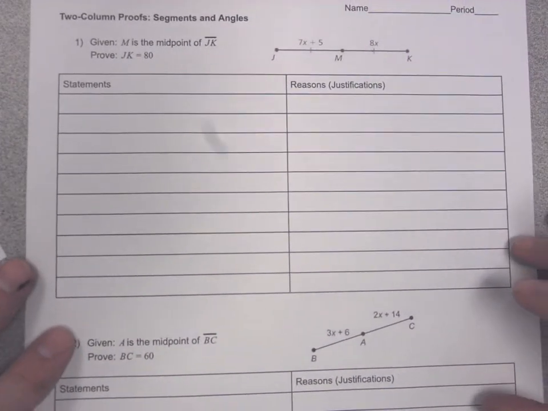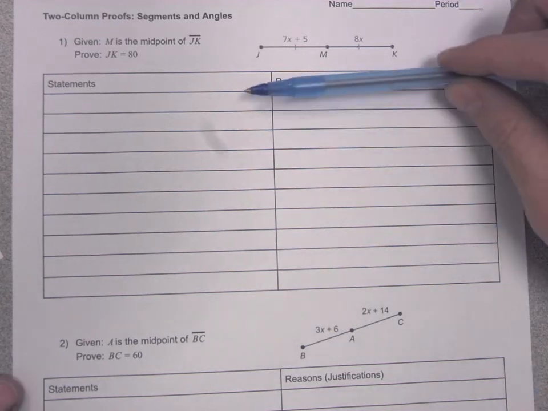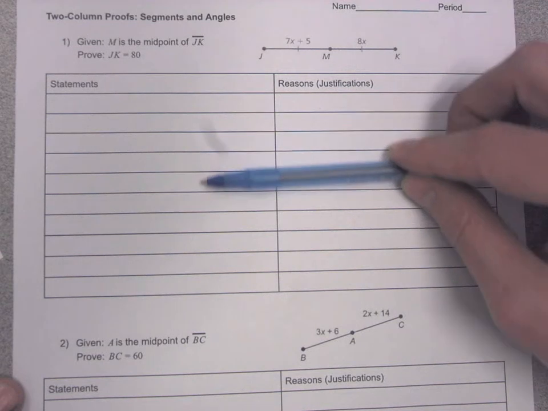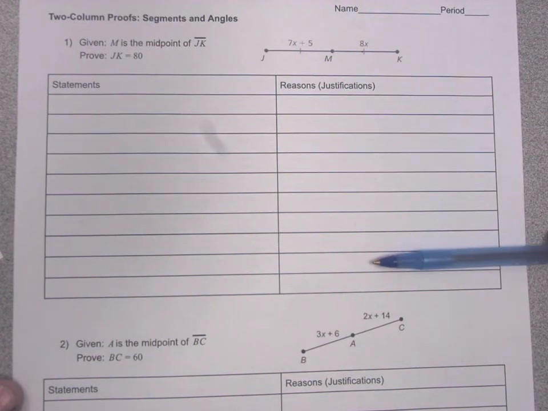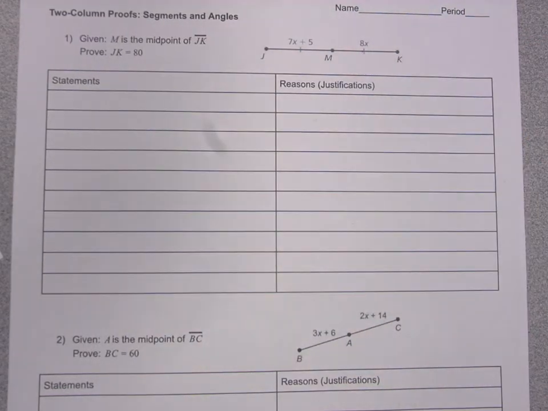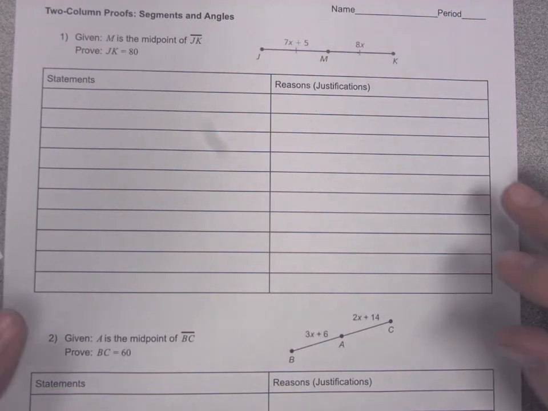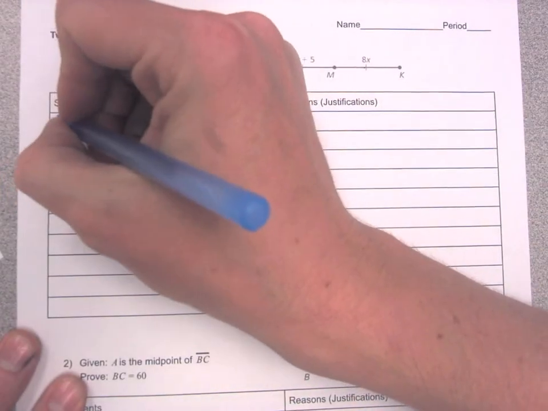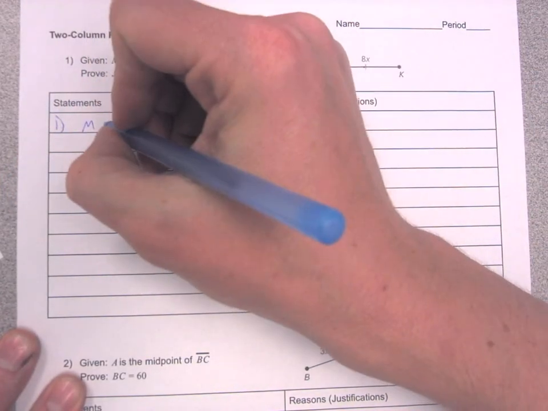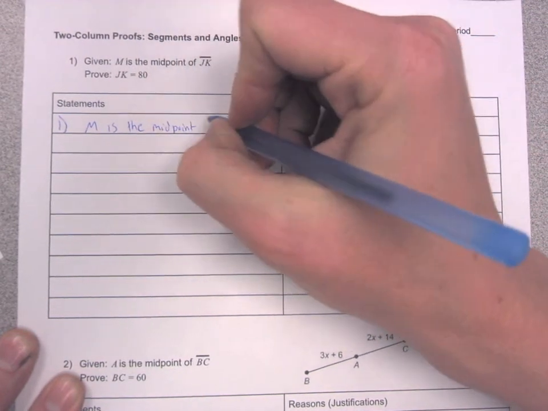When you are doing a two-column proof, this is basically a deductive argument. You're going to take steps on this side, make statements, and then you have to justify those statements over here with a postulate or a definition or a property, basically some established mathematical fact. So that's what's going to go over here: a property, a definition, or a postulate. All right, let's get started. When we're writing a proof, the first statement is always the given statement. So in this case, M is the midpoint of segment JK.